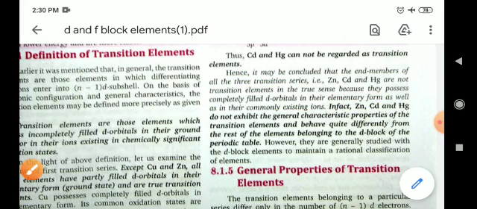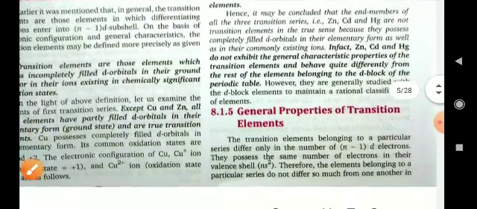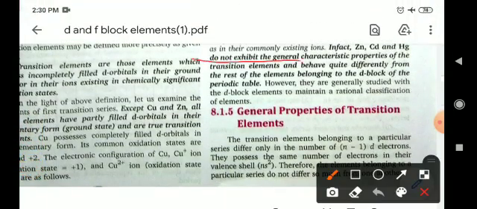In fact, zinc, cadmium and mercury do not exhibit the general characteristic properties of the transition elements and behave quite differently from the rest of the elements belonging to the d block of the periodic table.